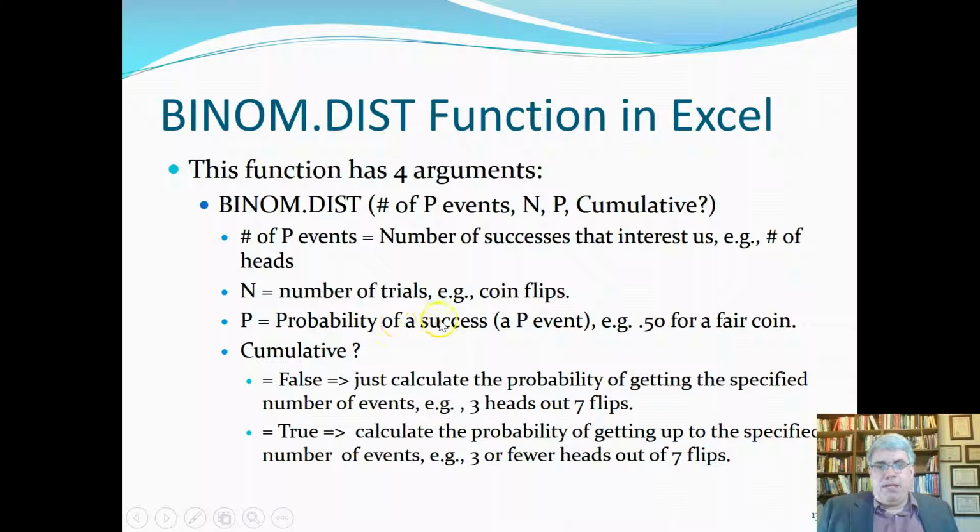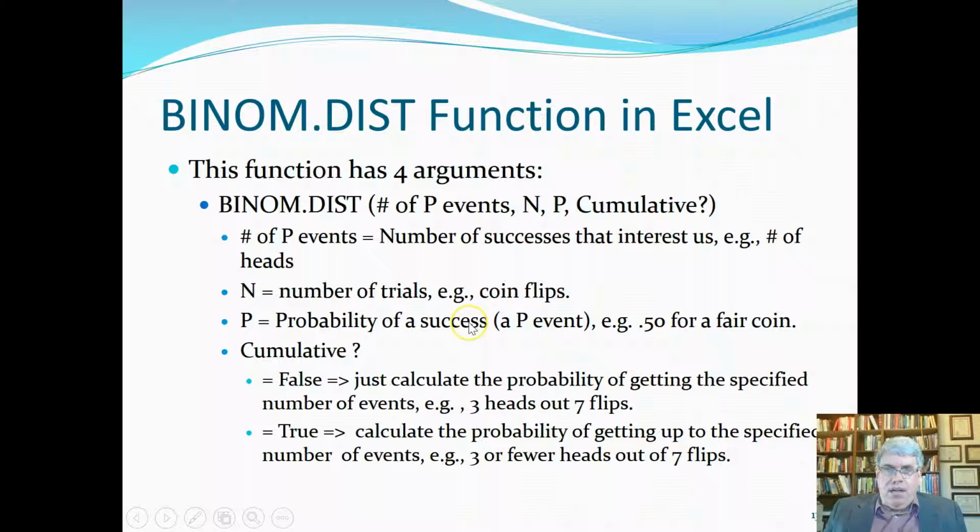P is the probability of a success, the success of what we call a P event. And so, for example, that would be 50% for a fair coin. If we were doing a multiple choice test where it's A through E and we were guessing, the probability would be 0.20 for getting an event by chance. So that's the third argument there, P, the probability, which for coins will always be 50% if they're a fair coin.